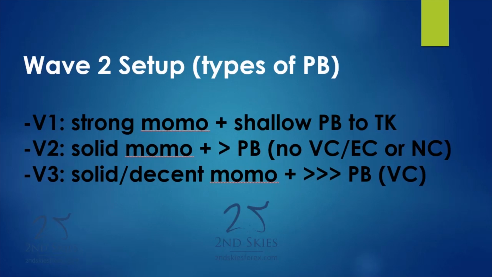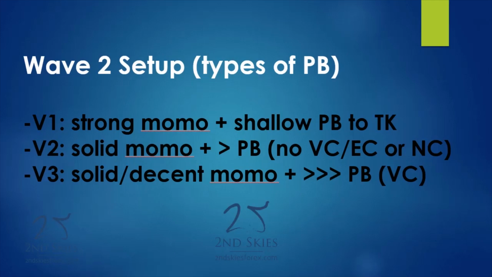V3 of this is when you have solid or decent momentum, but we have a much, much larger pullback, and that automatically qualifies it as a V-calc or V-calc type pullback. And if you look at the V-calc structure, you're talking 50+% pullback of the prior I wave. So when that's the case, we're going to be taking a slightly different entry and structure and setup.